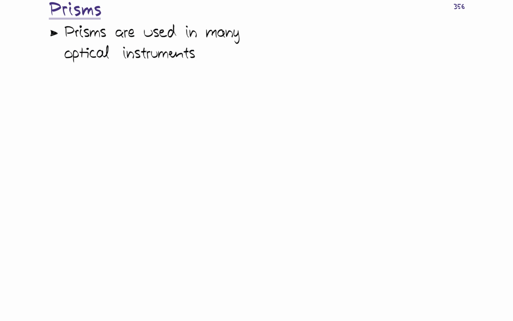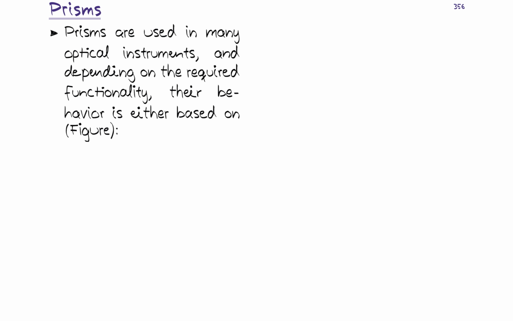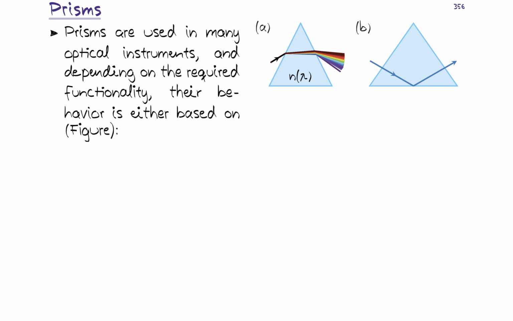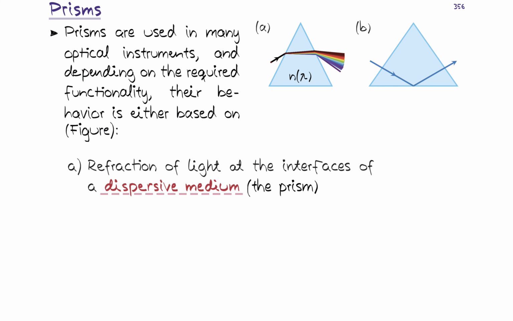Prisms can be used in many optical instruments, and depending on the functionality we're looking at, their behavior can be described in two different ways, highlighted in figures A and B. The first possibility is using them as a dispersive medium, described in figure A. There we are using refraction of light and the fact that Snell's law depends on the index of refraction n. Since in a dispersive medium the index of refraction also depends on the incident wavelength, we can separate a broadband, polychromatic source into different frequency components.